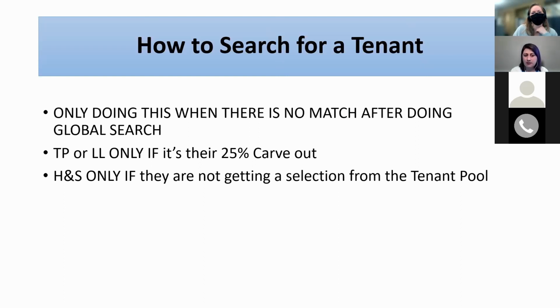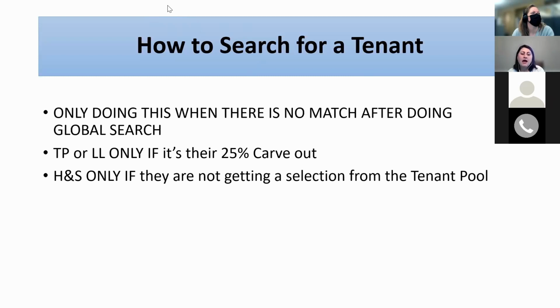We're only manually registering a tenant when there is no match after doing a global search. For tenant pool or landlord only, if it's your 25% carve out, right? Otherwise, you're already going to have the tenants, if you're in the large landlord program, from the bulk upload. If you're in the tenant pool, those tenants are going to have been assigned to you from the tenant pool. So the only time that you would need to search for a tenant before manually registering is if you're using your 25% carve out and that tenant has not been in the system already.